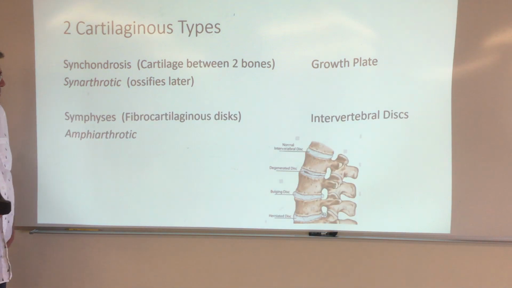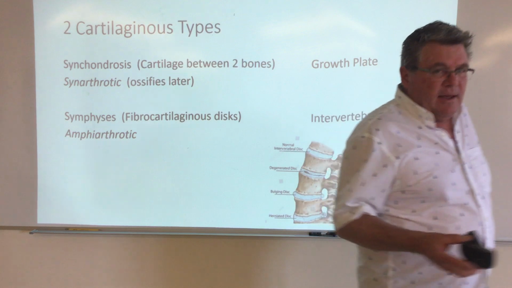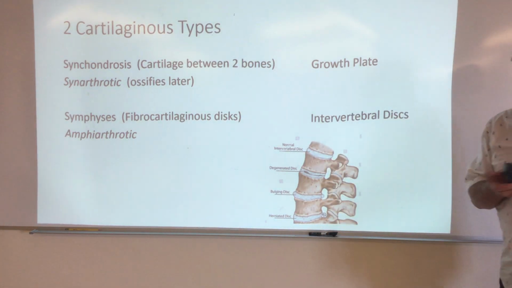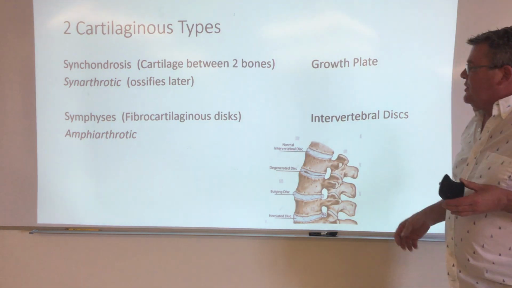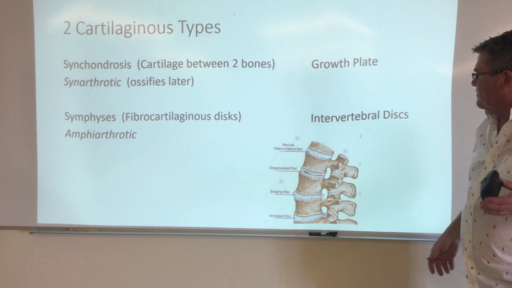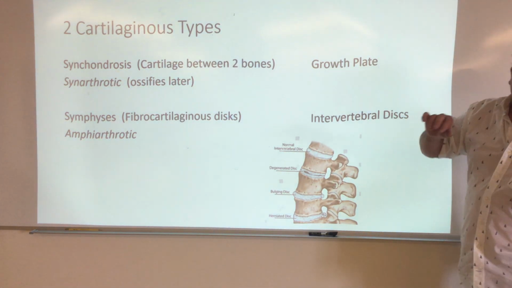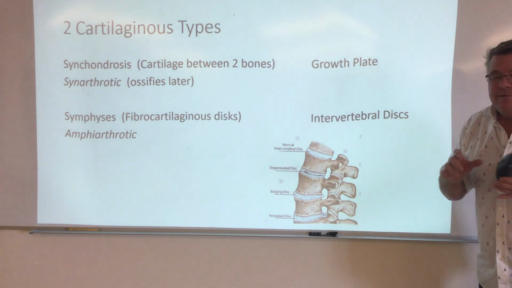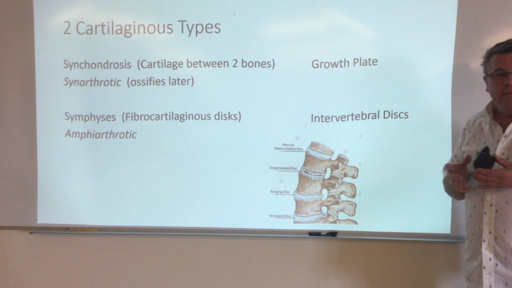Here's the second one. What's called a symphysis. A symphysis is now where we have fibrocartilage. We go back to different histology. Discs, fibrocartilaginous discs that we see on here. Amphiarthrotic, there is some movement. If you can bend side to side or back and forward, that's amphiarthrotic. Not a huge amount of movement, but enough.